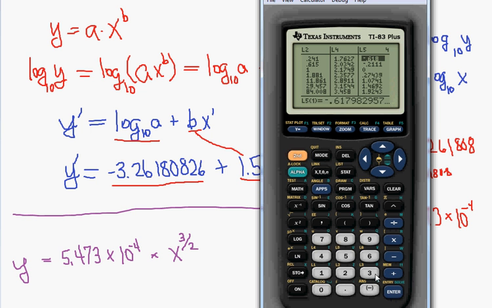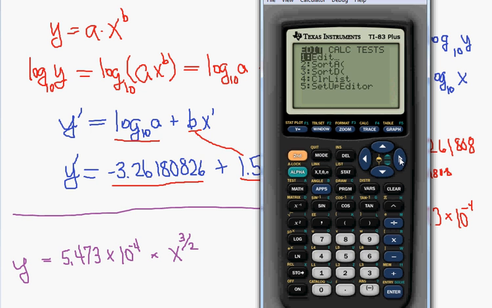And then I go to stat calc. I will do a linear regression on L4 and L5, where L4 are my new x coordinates and L5 are the new y coordinates. And so doing a linear regression on that, I get hopefully the same numbers that I had before, 3.2618. That is the intercept, or negative 3.2618, that's the intercept. And the value of b matches what I had before, 1.49977.